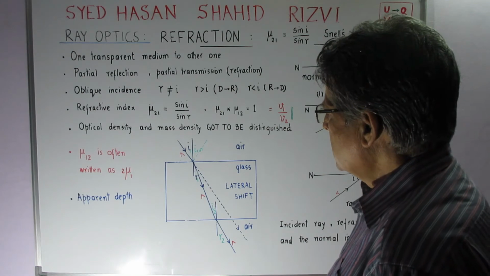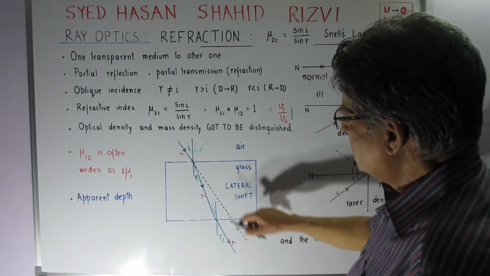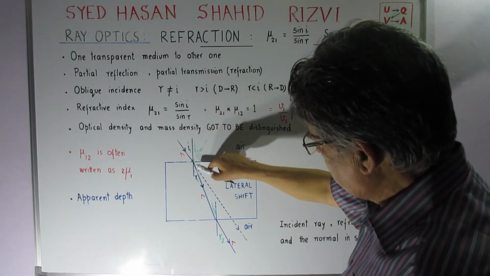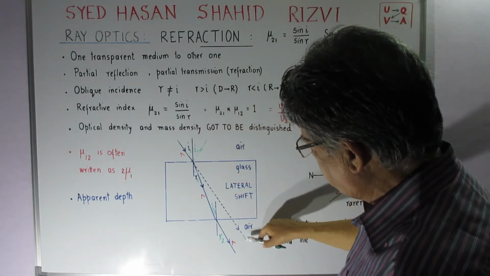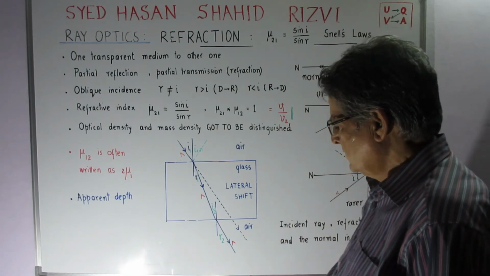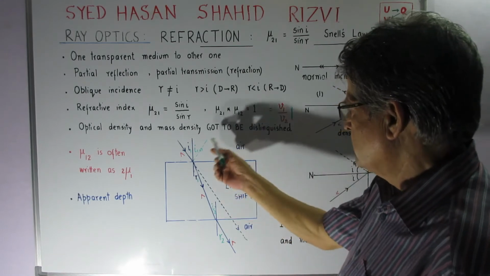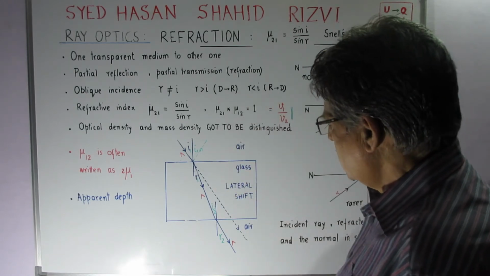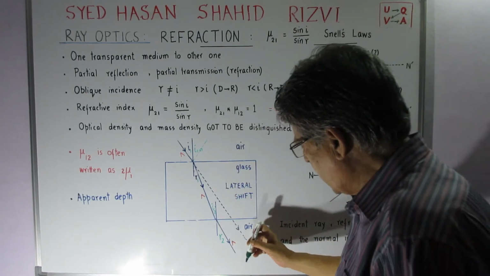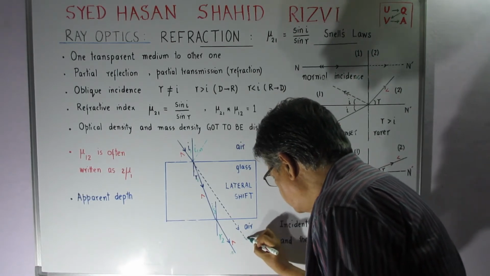Now, forget about my poor drawing, but the ray which is now extended as if it were coming without the presence of the glass slab would have gone like this, from air to air. But in this one you can see that there is a shift.